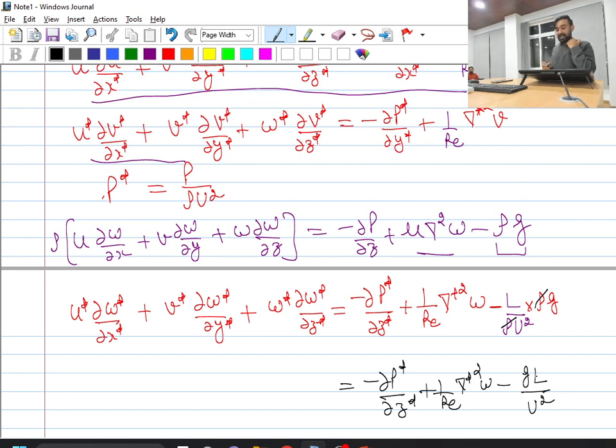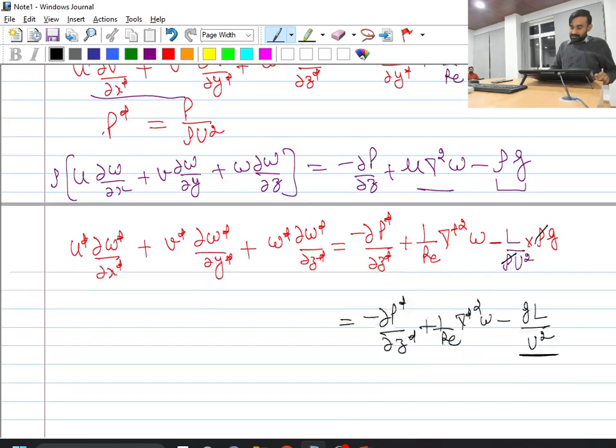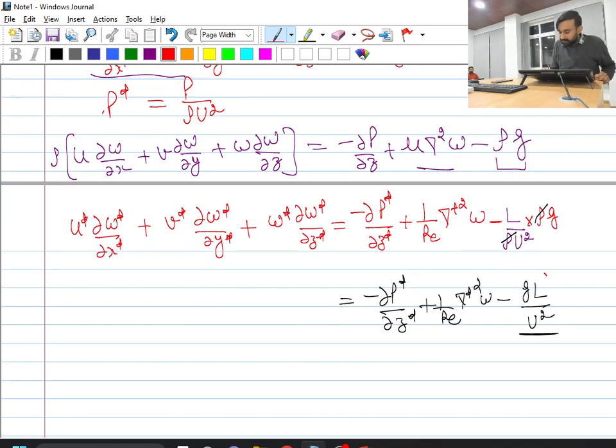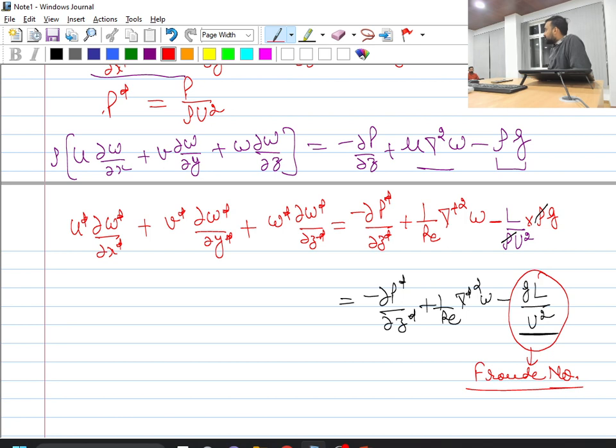If you see this gL by U square, because your entire governing equation is in dimensionless form, this should also be dimensionless. If you check its dimension, it will come out as a dimensionless quantity only. This particular dimensionless quantity has a name. Does any one of you know its name? The name of this dimensionless parameter is Froude number.